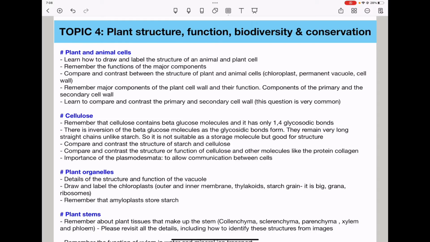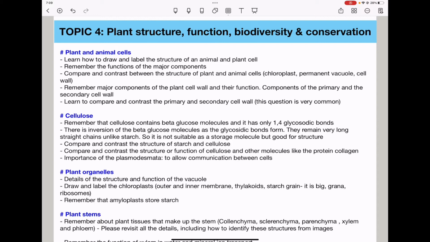You need to remember the major components of the plant cell wall and their function, components in the primary as well as the secondary cell wall. You need to learn to compare and contrast the primary as well as secondary cell wall, and this question is very common.